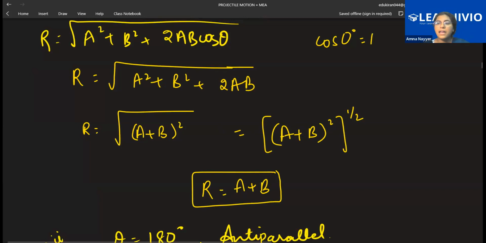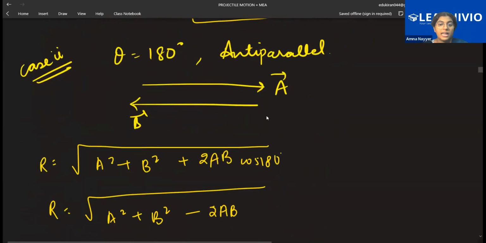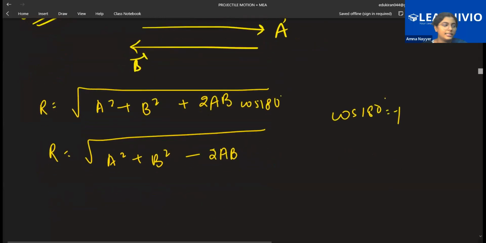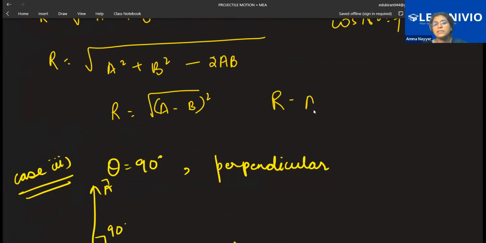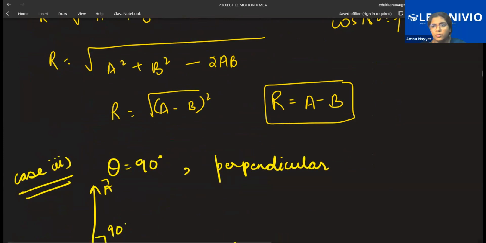And if it is anti-parallel, meaning it is making 180 degree, if they are anti-parallel to each other, you know cos 180 degree is equal to -1. So minus 2ab. Now this becomes again an identity, a square plus b square minus 2ab, (a minus b) whole square, under root. So R is simply a minus b. So when two vectors are in opposite direction, we subtract them. It's just that we put the sign conventions wherever needed. If not, then we continue with it.